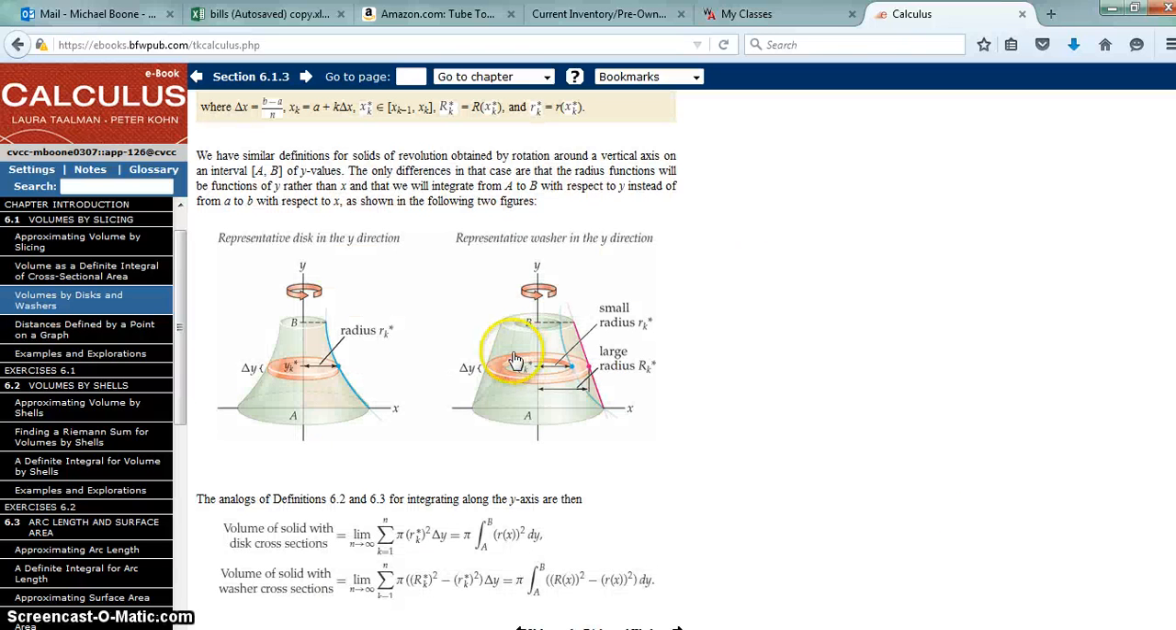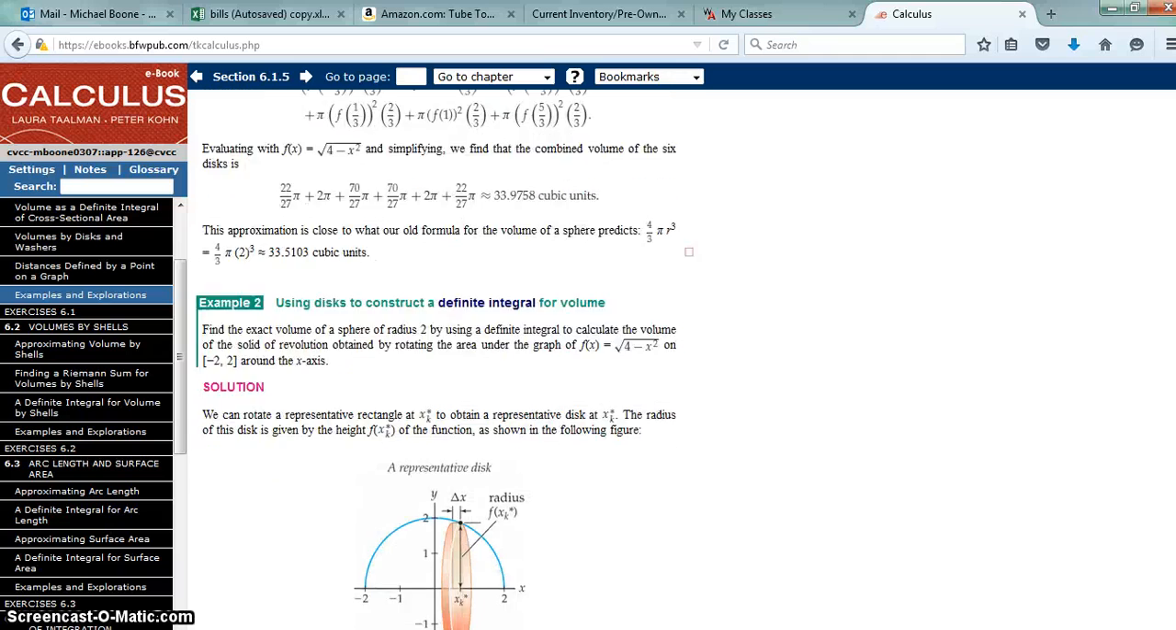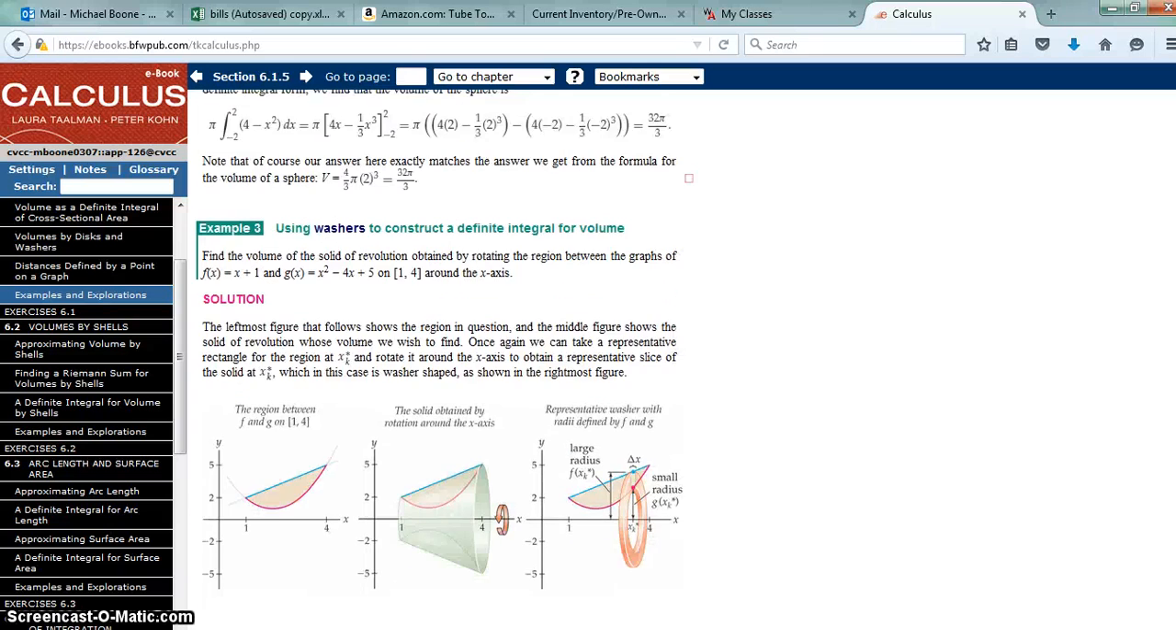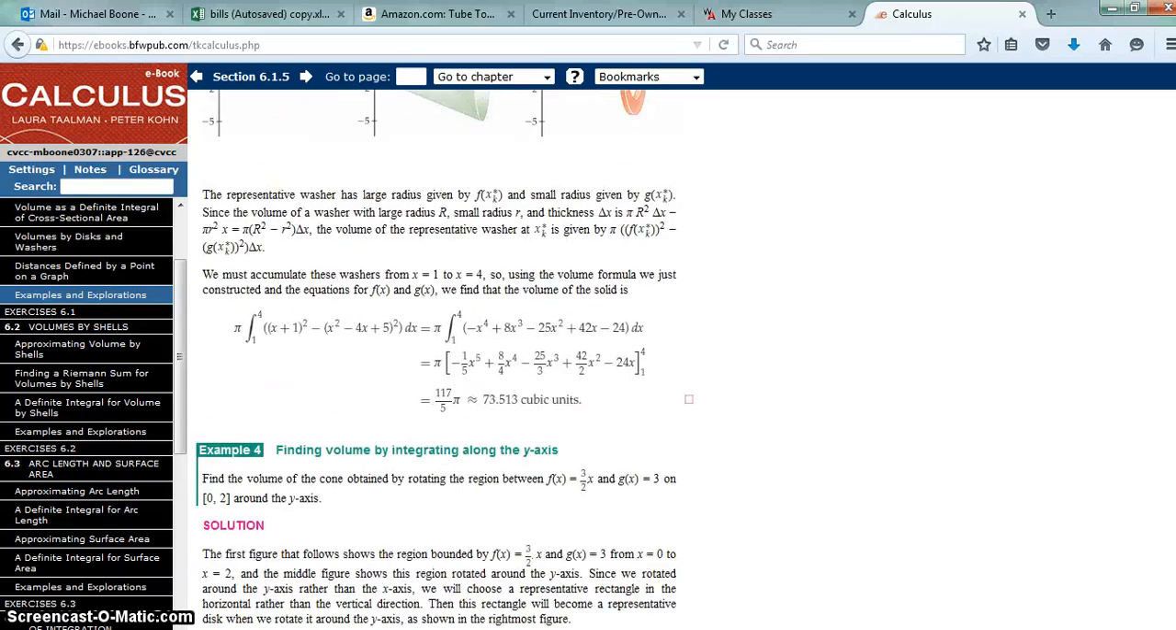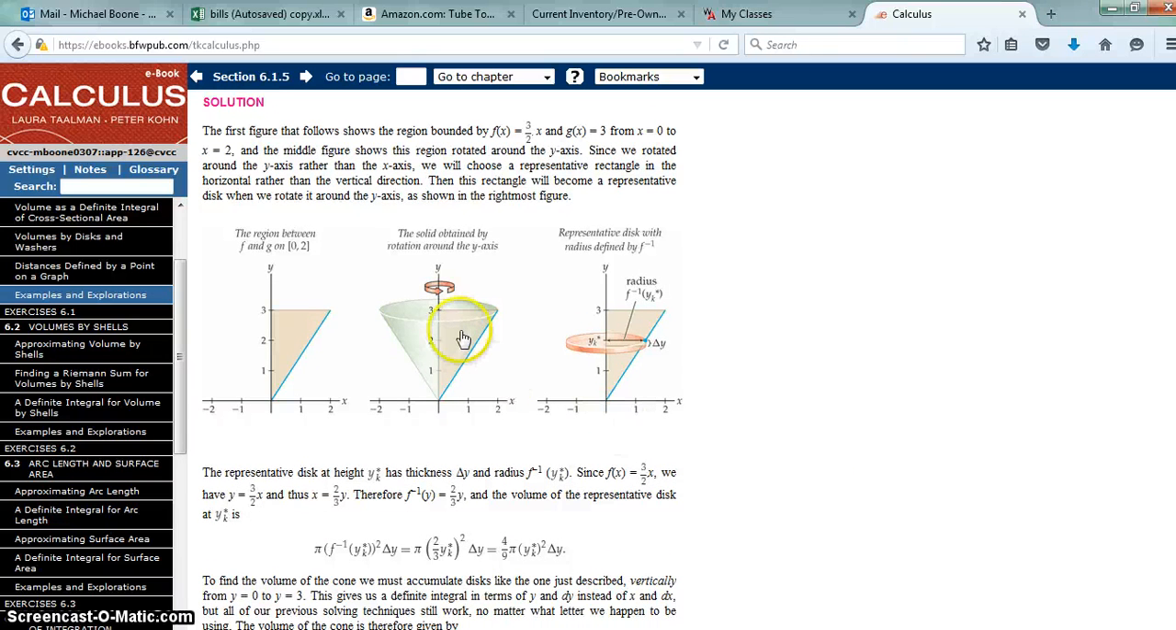So what I want to look at now is what happens if we are going not on the x-axis but the y-axis. So here's a problem which talks about going around the y-axis versus the x-axis. We still have a whole bunch of cylinders, but now they're going around the y-axis. So our function isn't in terms of x, it's in terms of y.